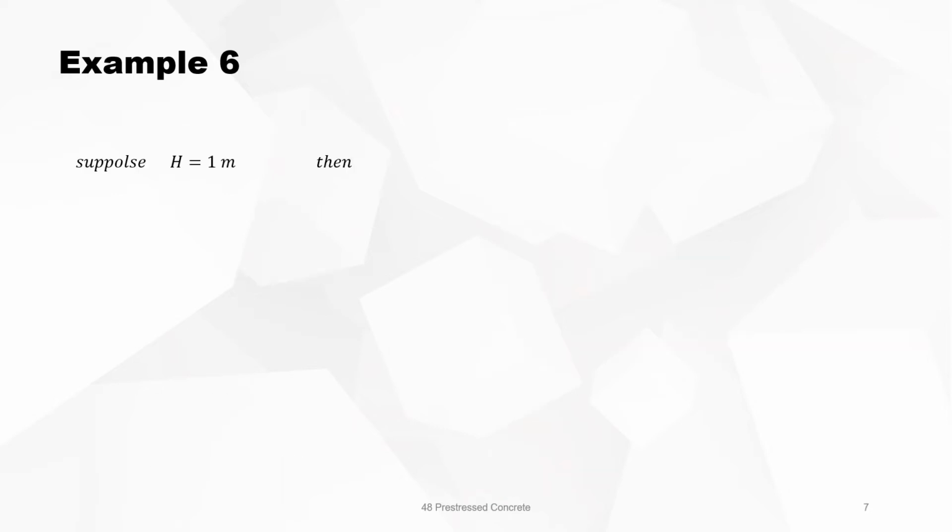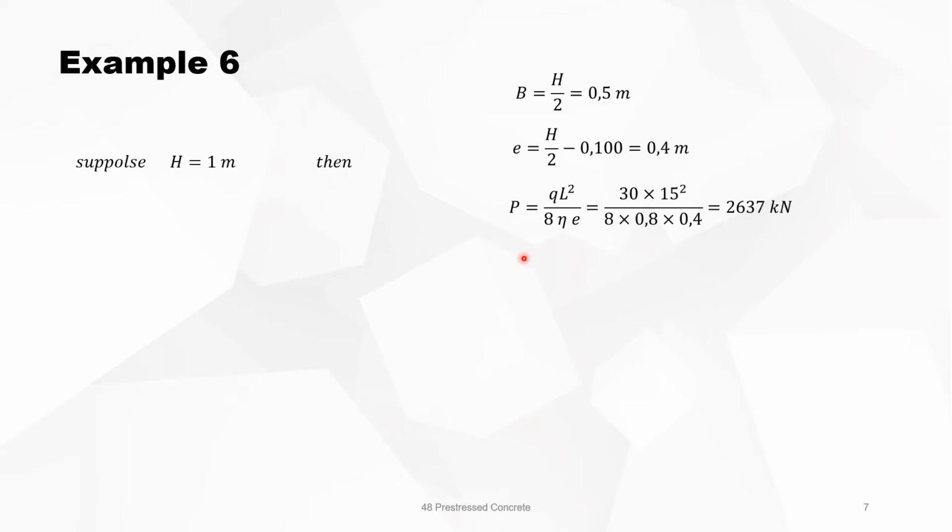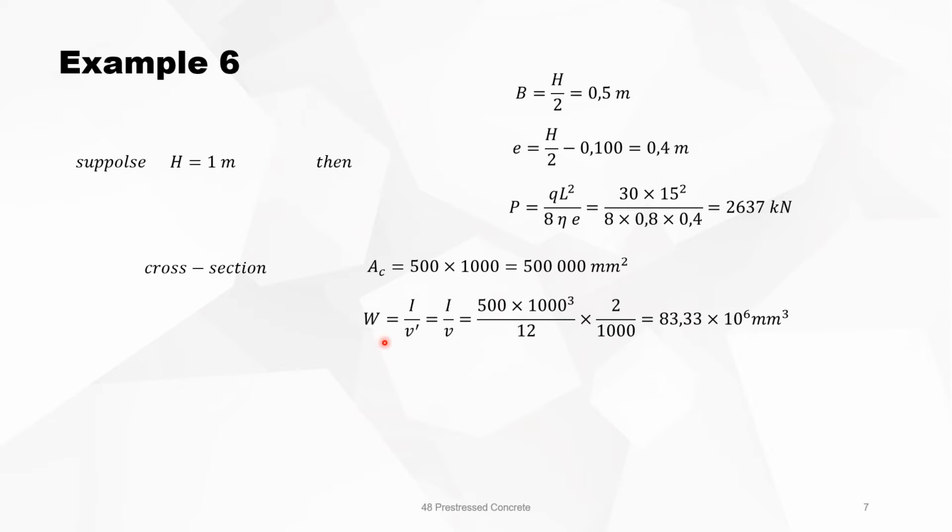It's 1 meter, and the width is then half a meter. The eccentricity is then H over 2 minus 0.1, which is 0.4 meters. The pre-stressing force is then 2,637 kilonewton. The cross section is 500,000 square millimeters. W is then 83 million cubic millimeters.